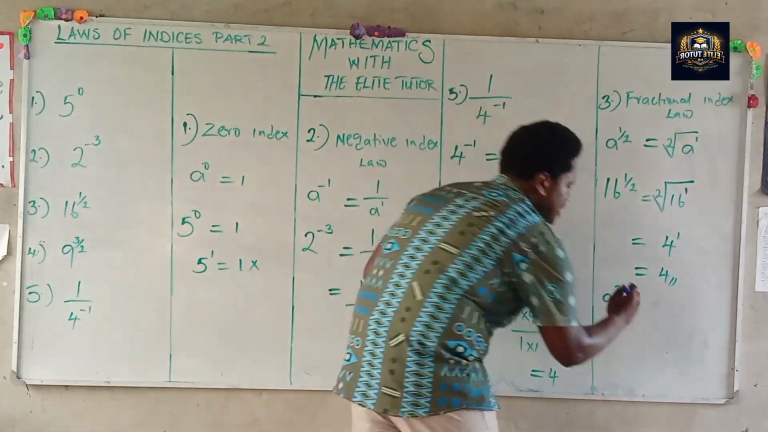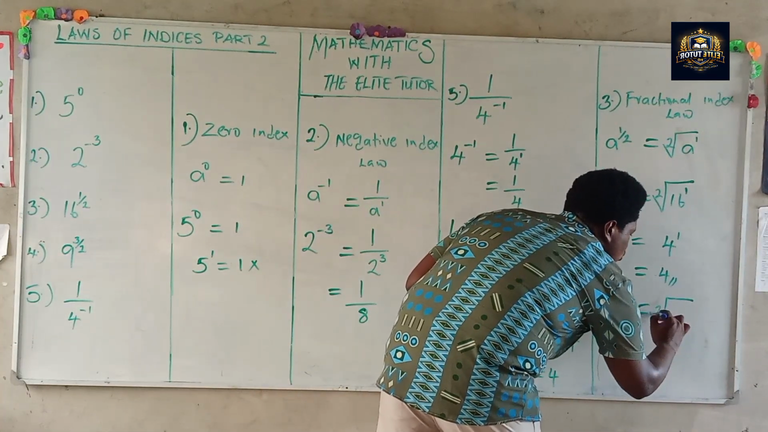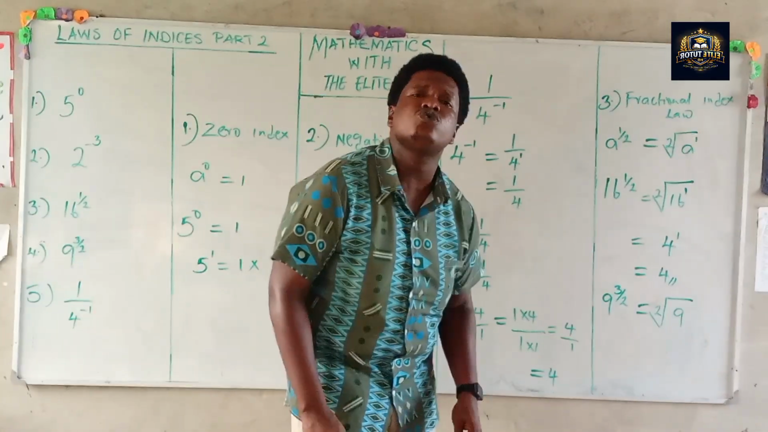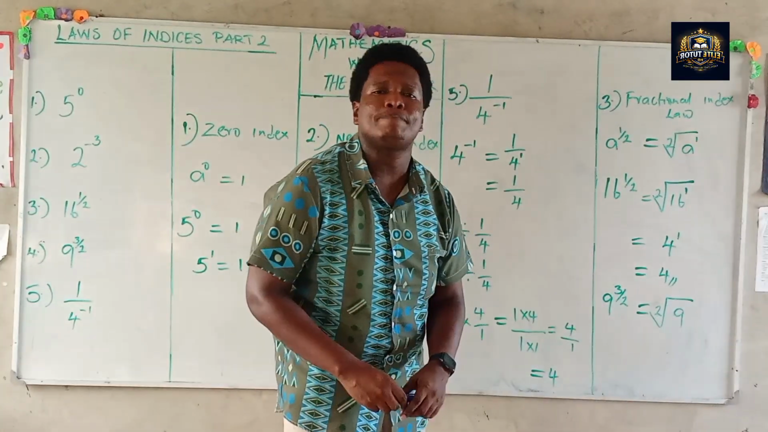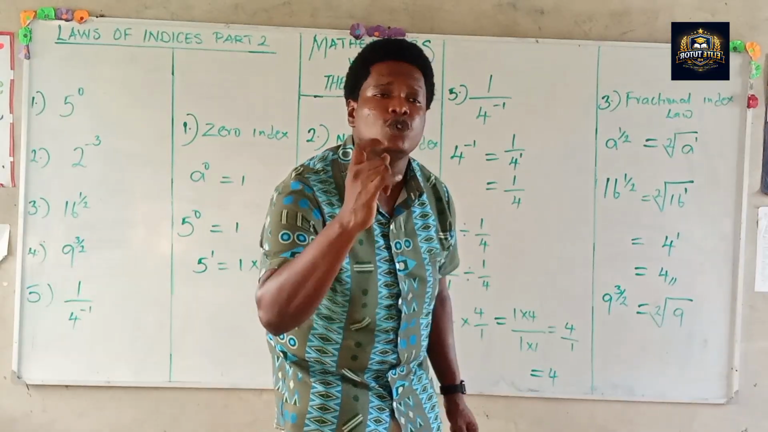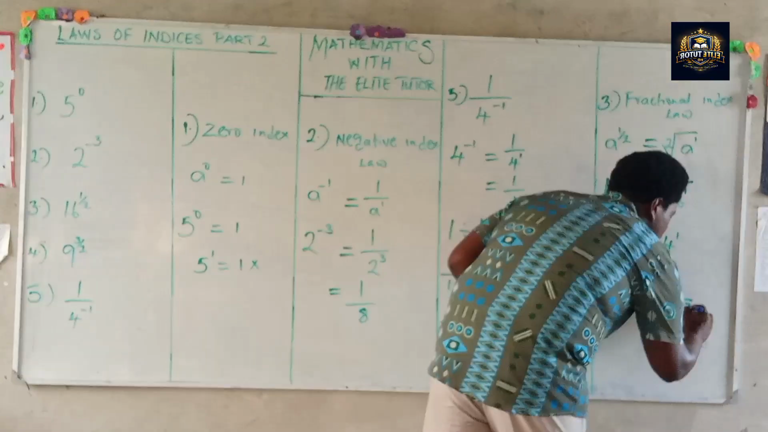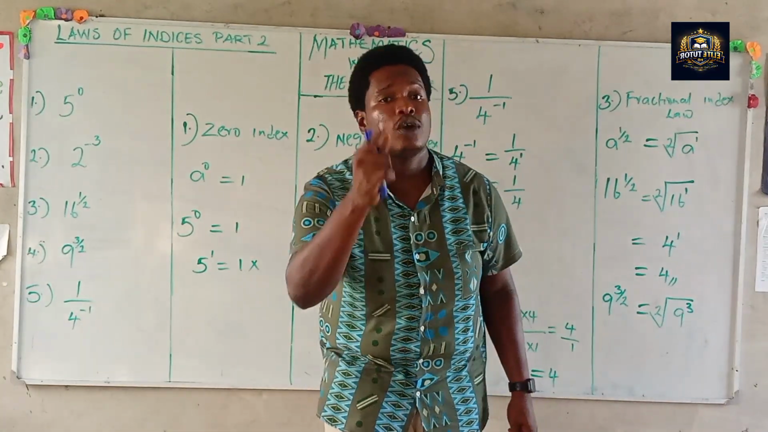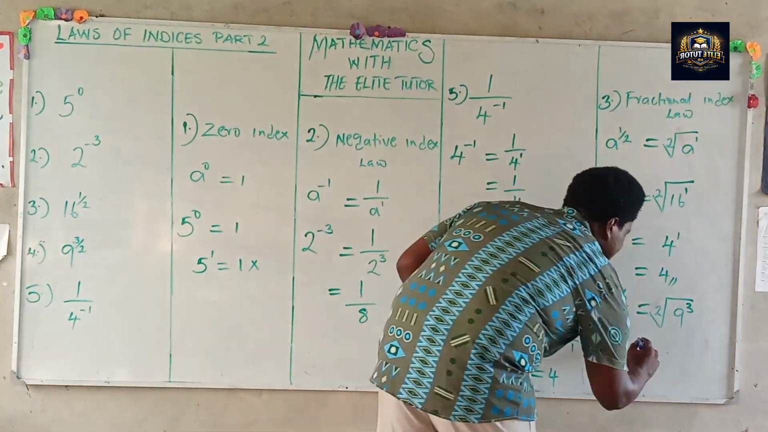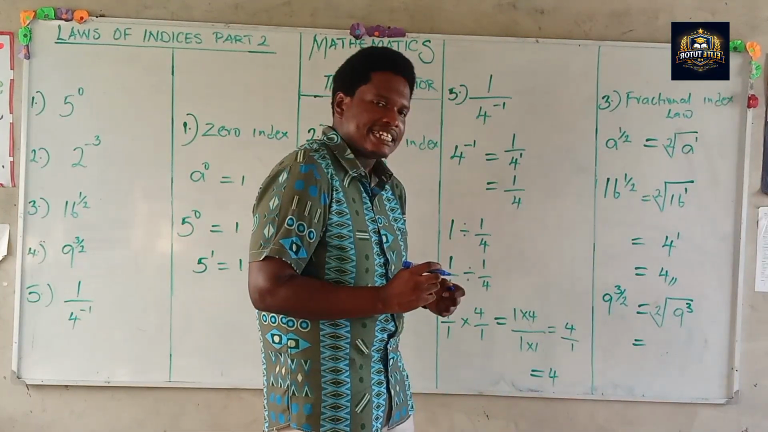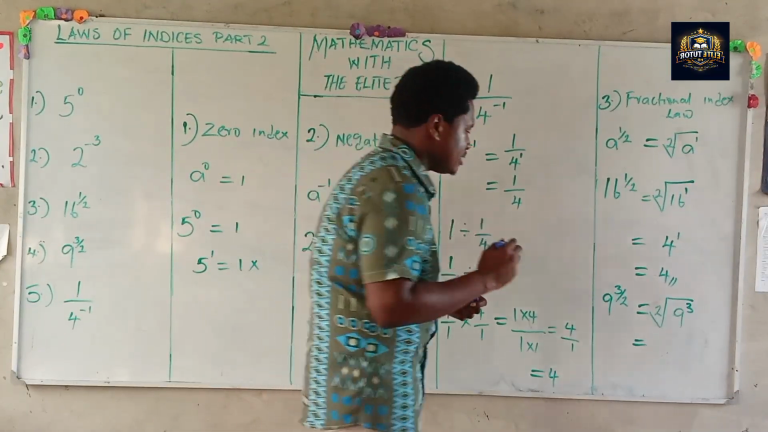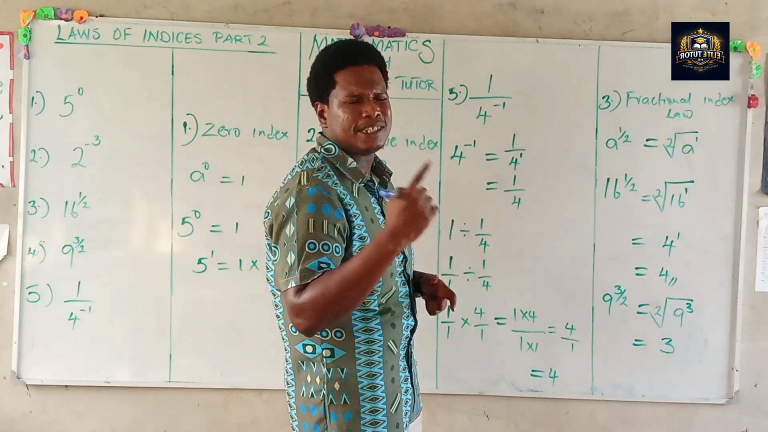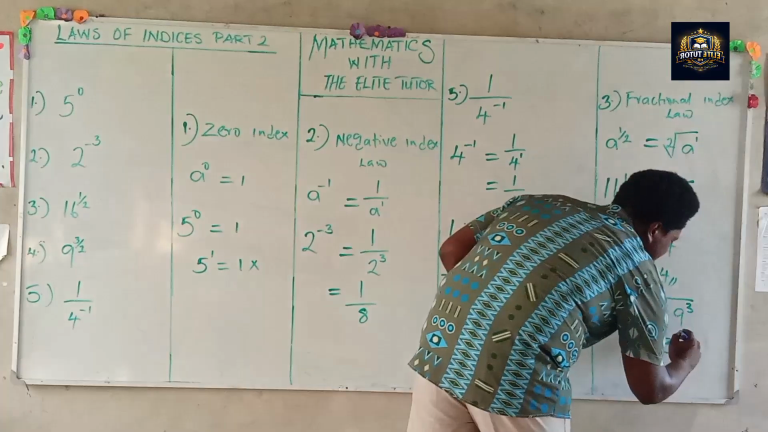First of all, this is expressed as the square root of 9. Why is it square root? Because the denominator is 2. And the square root of 9 is raised to the power of 3. Why is it 3? Because my numerator is 3. Like I said, the denominator is always the root, while the numerator is always the power. So the square root of 9 gives us 3. Not just 3, don't forget your numerator, which is the power: 3 raised to power 3.